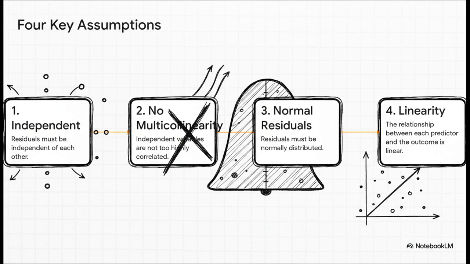That's a mouthful, but it just means your input variables, your x's, shouldn't be too similar to each other. Like, you wouldn't use both square footage and number of rooms because they basically measure the same thing, size. If you do, the model gets confused. Third, the residuals should be normally distributed. Just a quick statistical check to make sure the errors are random. And finally, linearity. The whole method is based on the idea that the relationship is a straight line. If it's actually a big curve, well, this model isn't going to be very accurate.